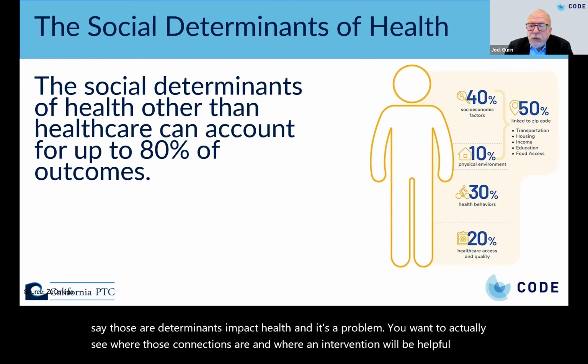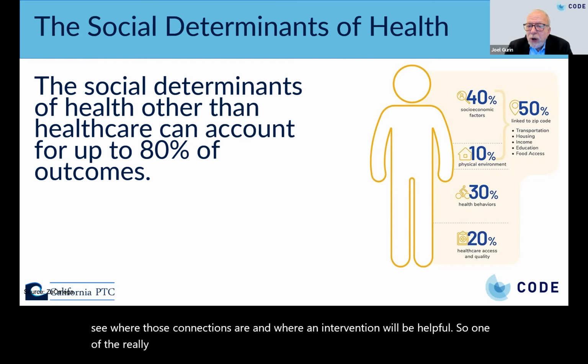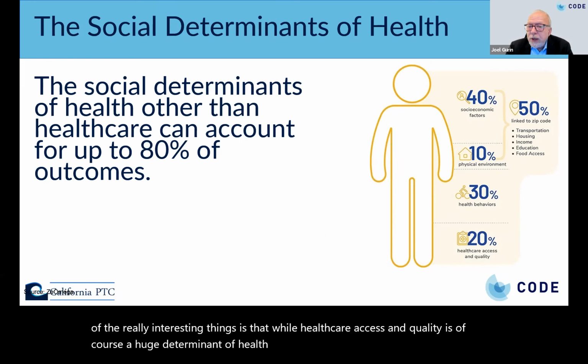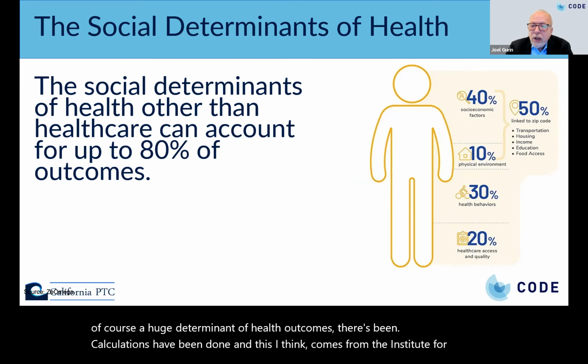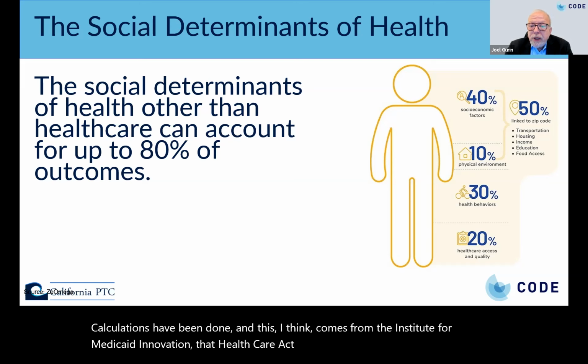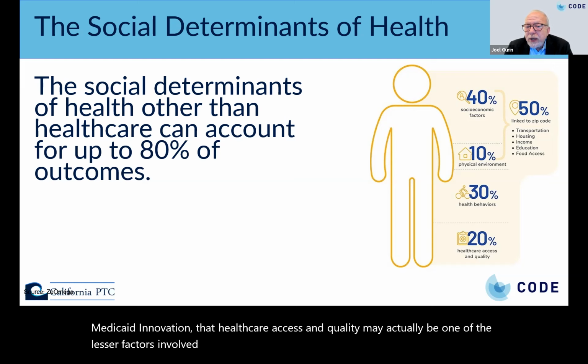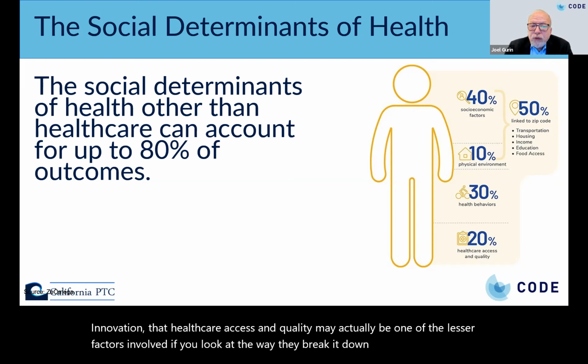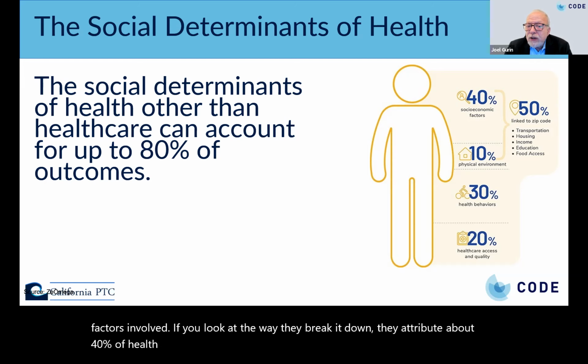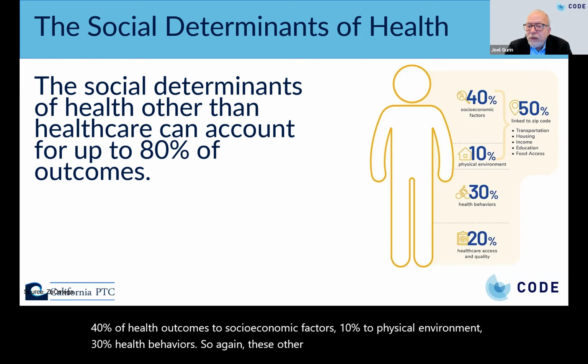So one of the really interesting things is that while healthcare access and quality is, of course, a huge determinant of health outcomes, calculations have been done, and I think this comes from the Institute for Medicaid Innovation, that healthcare access and quality may actually be one of the lesser factors involved. If you look at the way they break it down, they attribute about 40% of health outcomes to socioeconomic factors, 10% to physical environment, 30% to health behaviors. So again, these other kinds of social determinants having a huge impact.